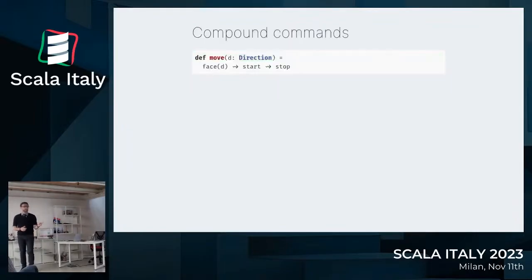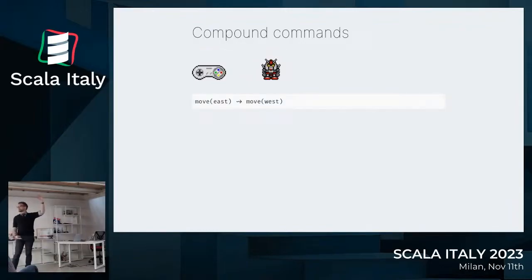And having done that, I can now write this command, move, which given a direction, faces that direction, starts and stops. And with that, I can now rewrite that huge block of code from before. Now we have move east, squiggly arrow into move west. And that all works, right? That's going to cause the Gundam to face east, start, stop, and then face west, start, stop.